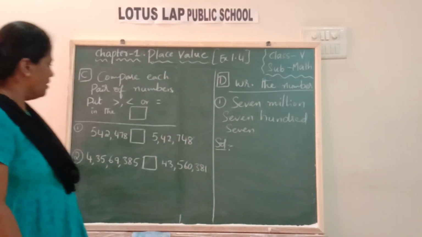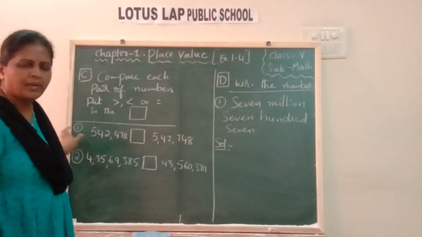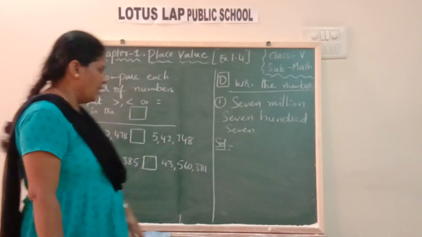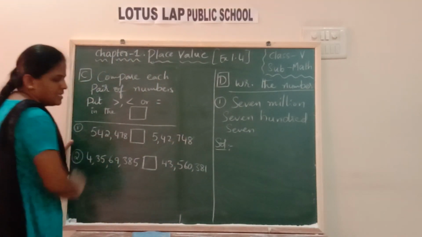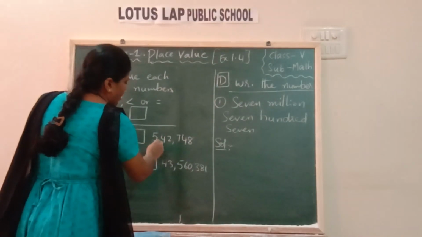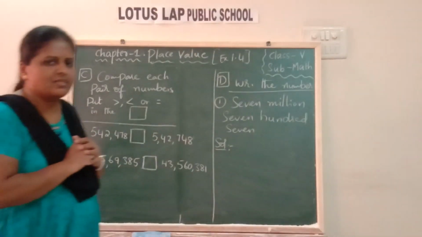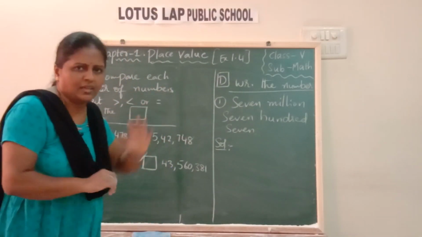Now see here, first one, children. Now how to compare the numbers? The first thing I told you is to count the number of digits. Okay. Now here count the digits. 1, 2, 3, 4, 5, 6 digits are there, and that side 1, 2, 3, 4, 5, 6 digits only. So digit wise I can't say now. The number of digits is equal in both.